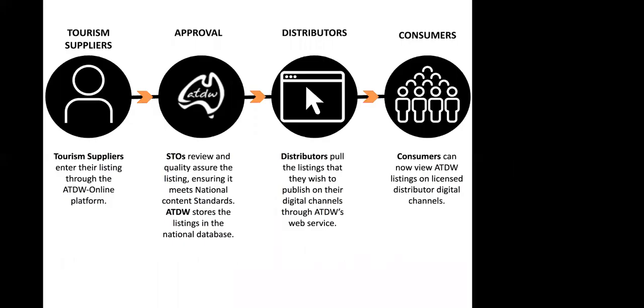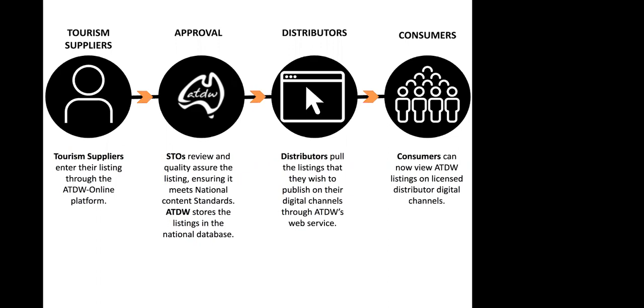So how does it work? As a tourism supplier, you go online and you enter your listing details through atdw.com.au. Once you've loaded up all your details, and we'll talk through what those details are, it goes through to your state tourism organisation, so Tourism and Events Queensland.